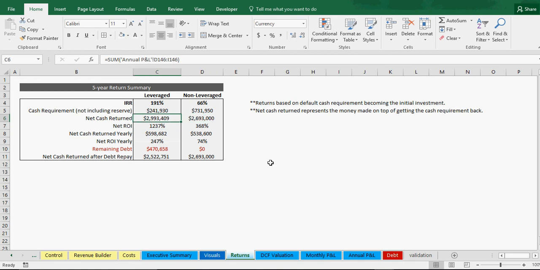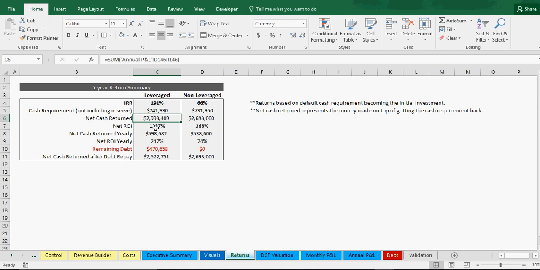This is saying, say I have 10 million in the bank, and I invest 240,000 or 730,000 into this business, depending on if it's leverage or non-leverage. At the end of the 5 years, I would have 13 million here, or 12.7 million here, and 12.9 million here, actually, not 13. So that's your net cash return. It's the amount of money you get back plus your initial investment.